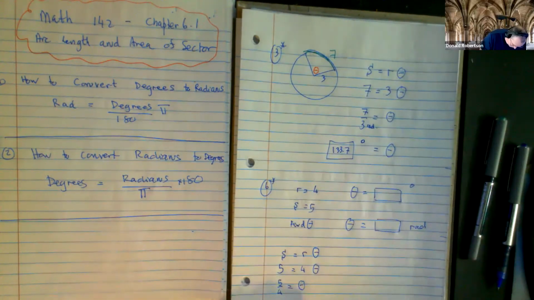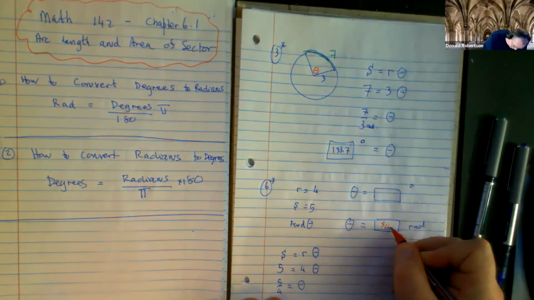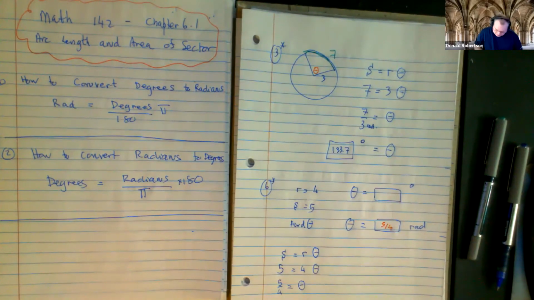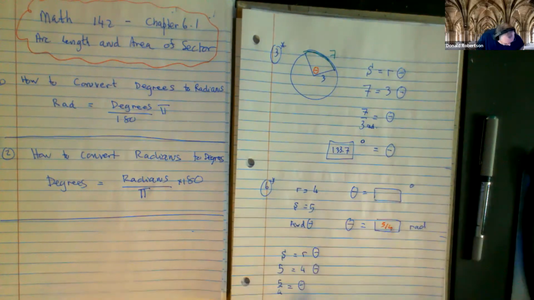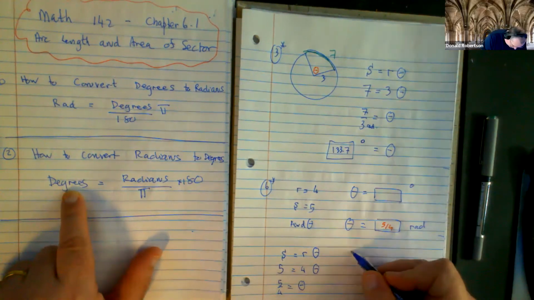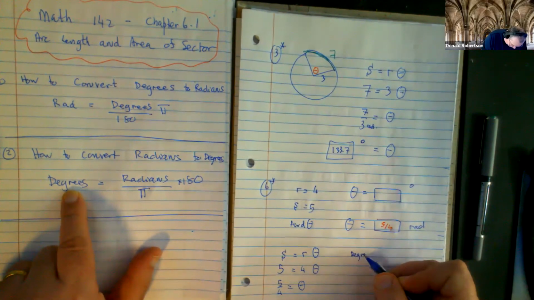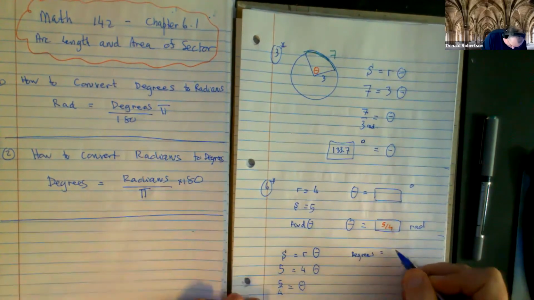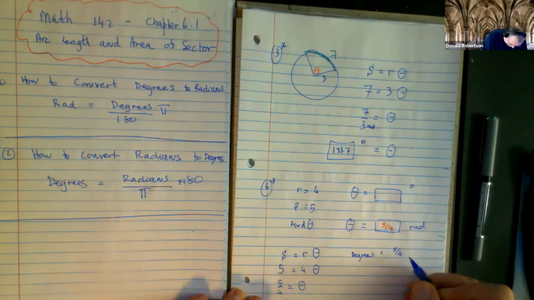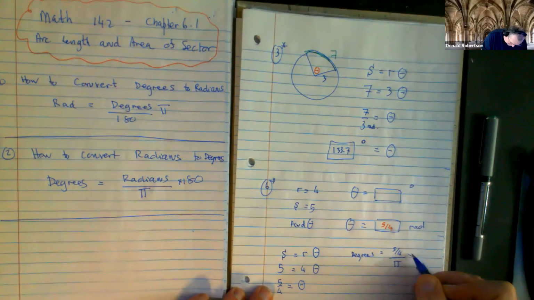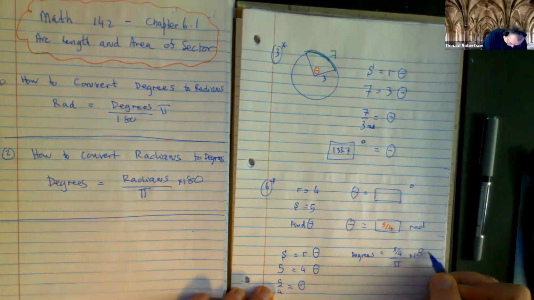So this answer belongs here, right? That's the radian answer. Now, how do I get the degree answer? Pretty much you do this. You want degrees, it's radians, 5/4, divided by pi, times 180.